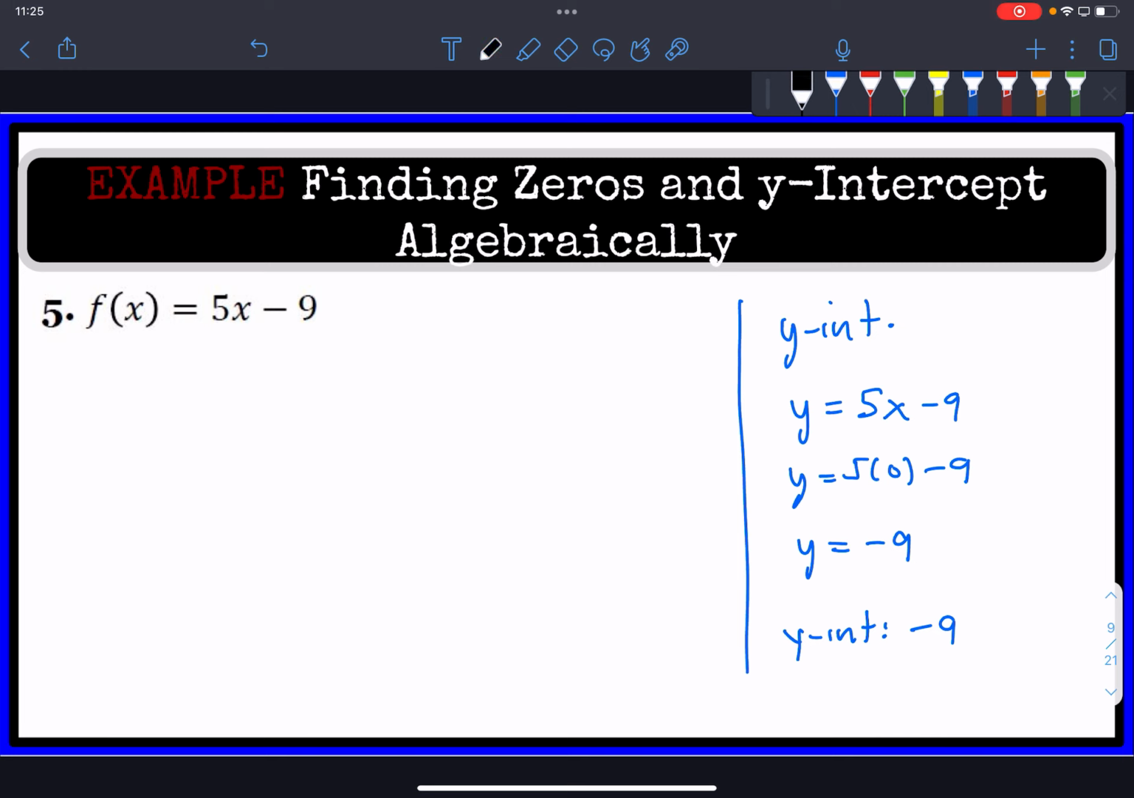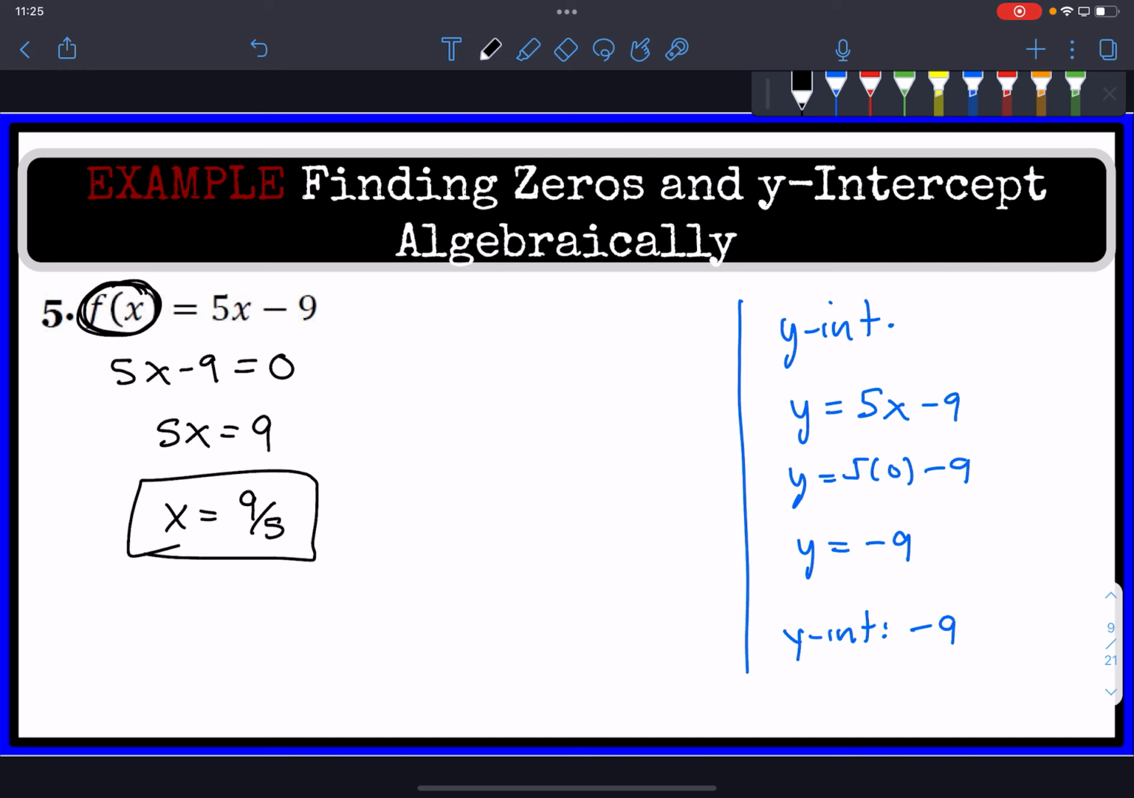Now, if we want to find the x-intercept, we just simply do the opposite. Instead of having x equal to 0, we have y equal to 0. So we take this value of y and replace it with 0. That means that 5x minus 9 is going to equal 0. All we do now in this example is solve this linear equation. We add 9 to both sides. We divide by 5.